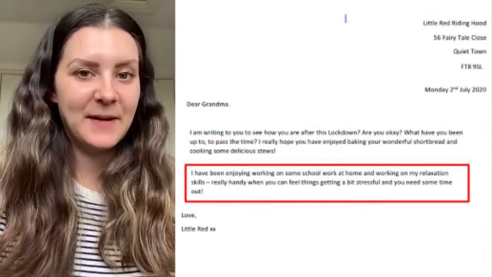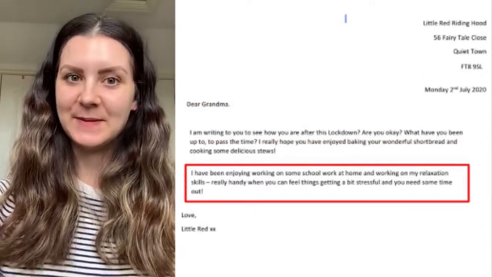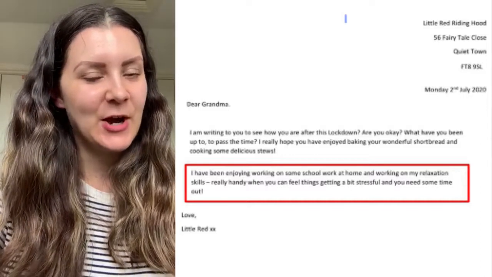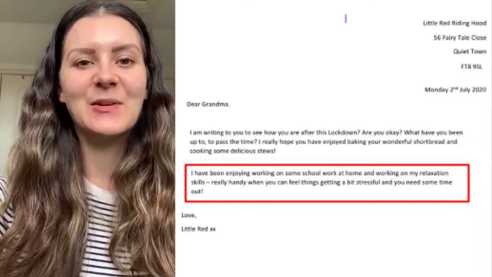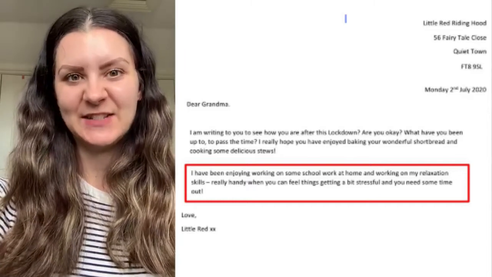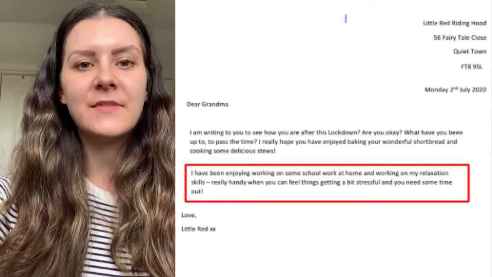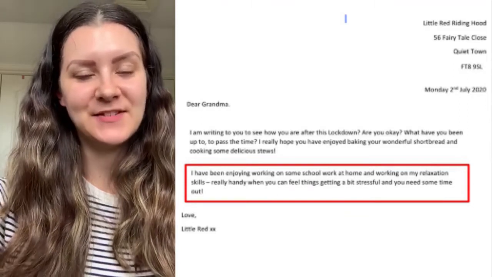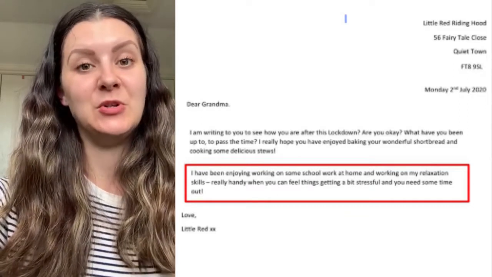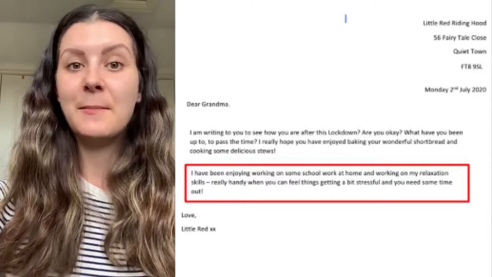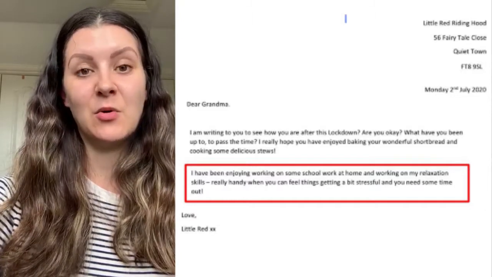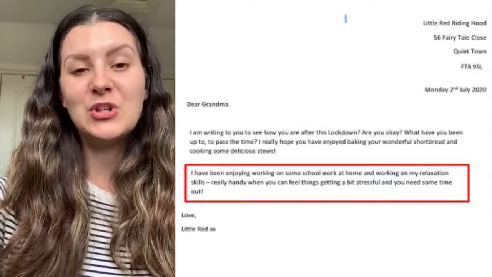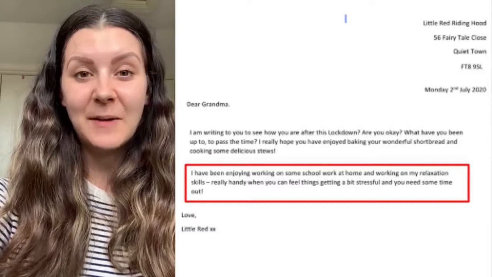In the second paragraph of my letter, I've added what Little Red Riding Hood has been getting up to during lockdown. As you can see, she has been doing some schoolwork at home, as I'm sure a lot of you guys have. And also she's learnt some really good relaxation techniques when things get a little bit too much. That is a really good opportunity to explain and tell the person that you're writing to what you've been doing during your lockdown experience. So it might be that you've been getting on with some schoolwork, or perhaps you've learnt a new skill, or you've taken up a new hobby, or you've just enjoyed spending time at home with your family.